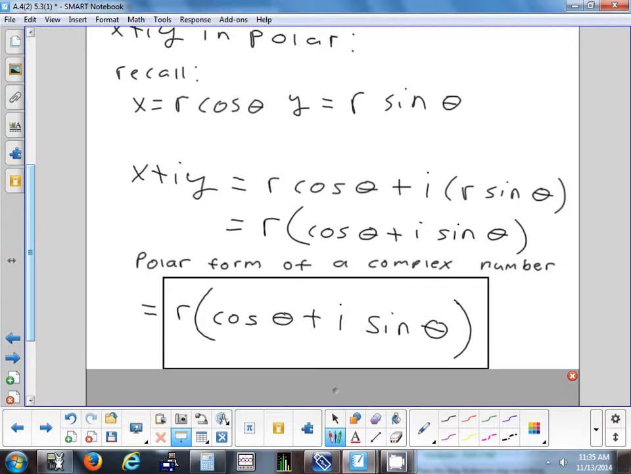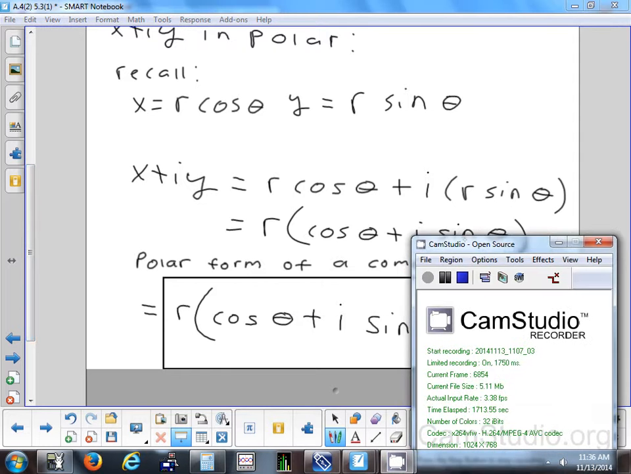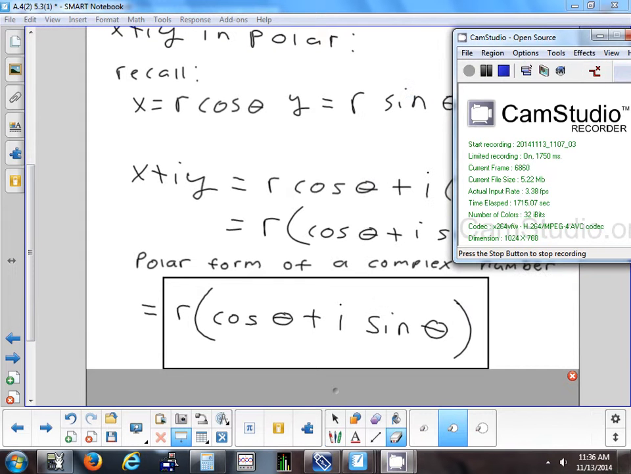Okay, and that's the polar form of a complex number. It's r cosine theta plus i sine theta. Okay, and then how do we get r and theta? Well, we already have formulas for that too. Theta, well, it depends on the quadrant. You either use inverse tangent of y over x if you're in quadrants 1 or 4, or if you're in quadrants 2 or 3, you've got to add 180 to that. To find r, just use the Pythagorean theorem.